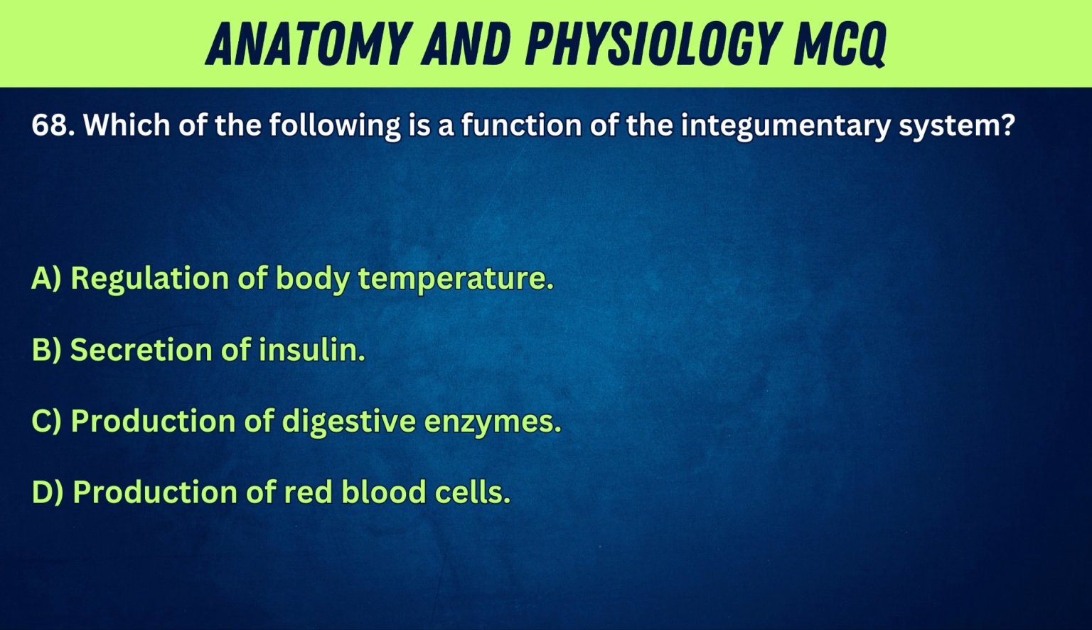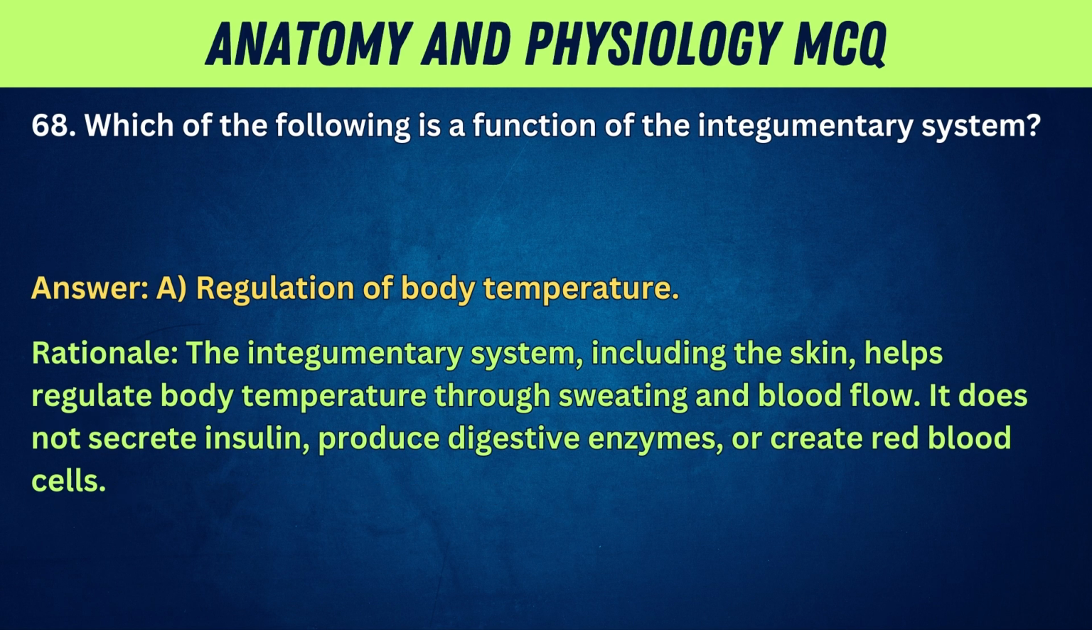68. Which of the following is a function of the integumentary system? A. Regulation of body temperature. B. Secretion of insulin. C. Production of digestive enzymes. D. Production of red blood cells. Answer: A. Regulation of body temperature. Rationale: the integumentary system, including the skin, helps regulate body temperature through sweating and blood flow. It does not secrete insulin, produce digestive enzymes, or create red blood cells.